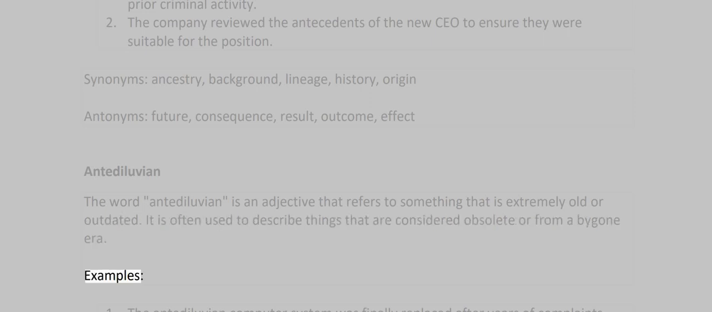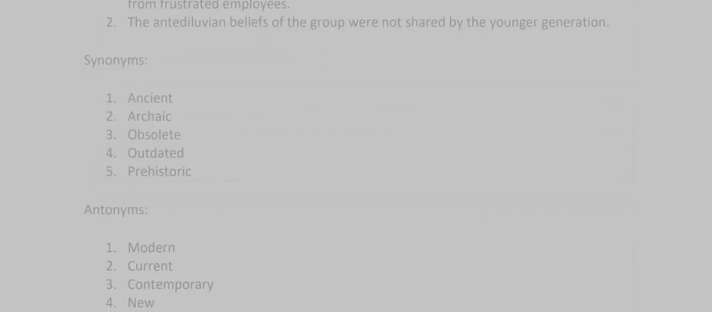Examples. 1. The antediluvian computer system was finally replaced after years of complaints from frustrated employees. 2. The antediluvian beliefs of the group were not shared by the younger generation.